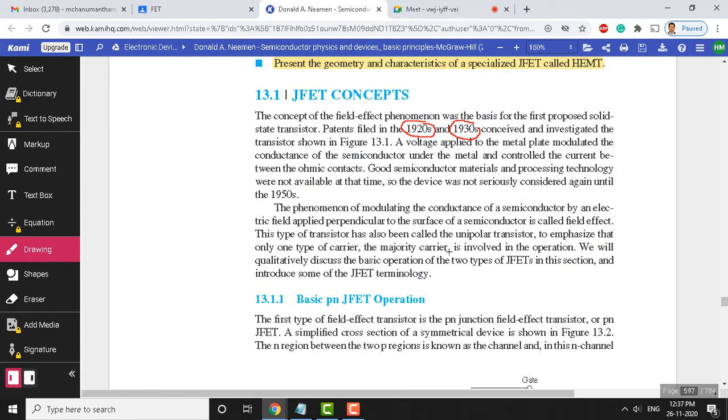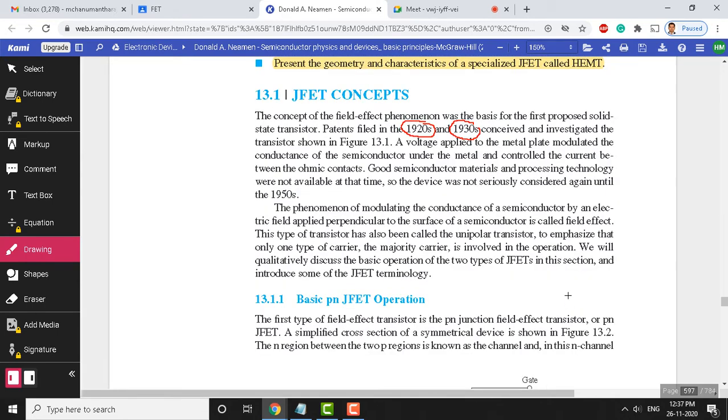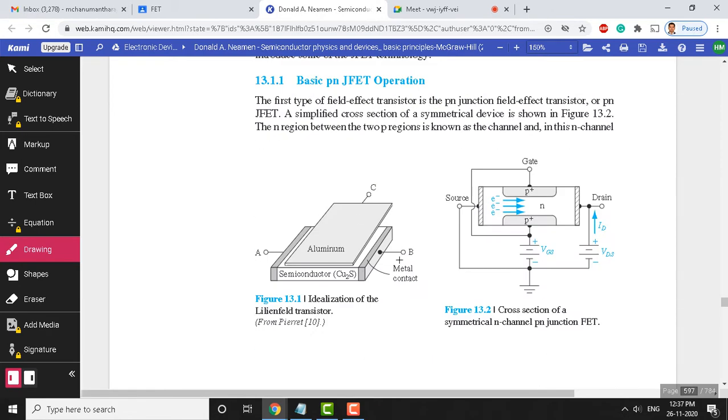Okay. So, later on people gave shape to that field effect transistor, and you can see currently this is symmetrical. If you look at the cross sectional view of the JFET, it looks like this. Earlier it may not have been professional, but later on they made it in a very professional way, the junction field effect transistors. Okay. A voltage applied to the metal plate modulated the conductance of the semiconductor under the metal and controlled the current between the two ohmic contacts. So, that is what we told here. The current movement from A to B is controlled by the top plate, which is an aluminum type.